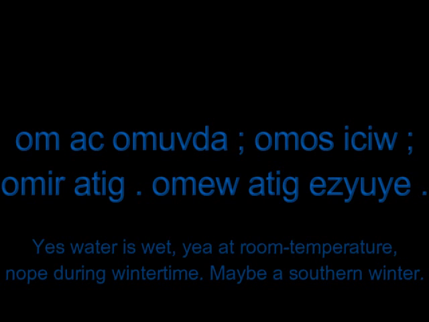The third part uses omir to state that if atig, which means "winter", was true, then the statement would be nullified, since water freezes during winter. And finally, omath is used to affirm the possibility that atig as yaew could be true according to the statement. In this case, atig means "winter", and as yaew means "a southern direction".